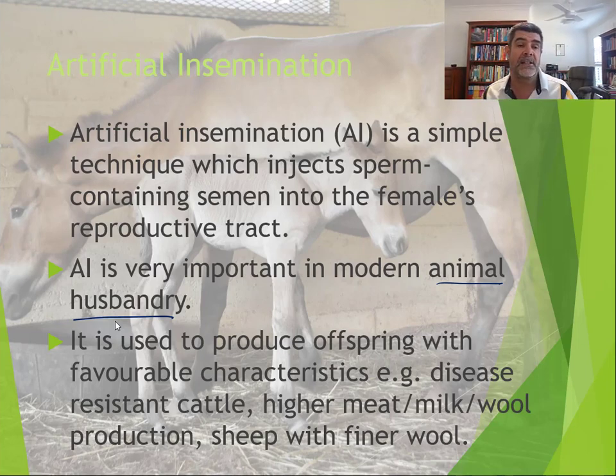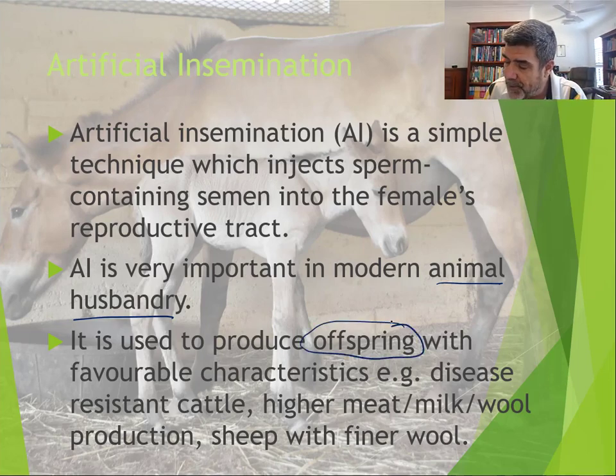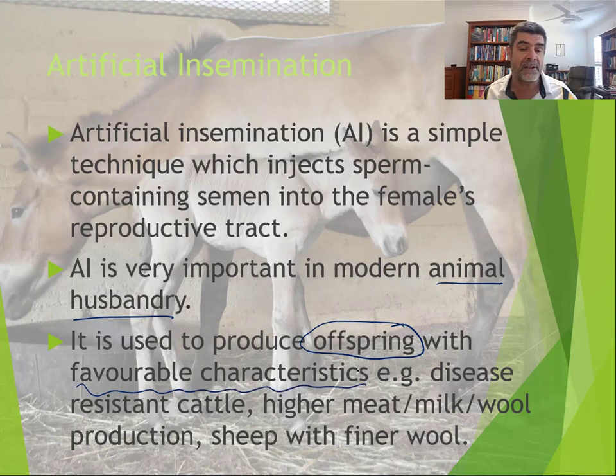The idea is that we want to try and be a little bit selective about the offspring that we're going to produce, which means we need to focus on some of the favourable characteristics that might include disease resistance, that might include yields in terms of high milk or meat or wool production, or maybe it's the quality of the wool. So there's obviously a number of different characteristics that can be very important and that may differ from one agricultural practice to another.